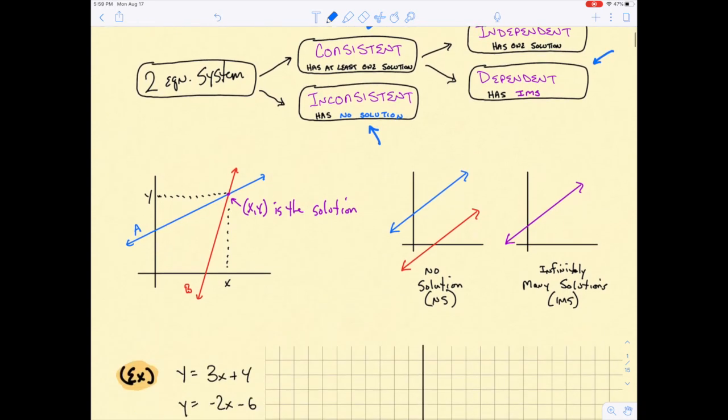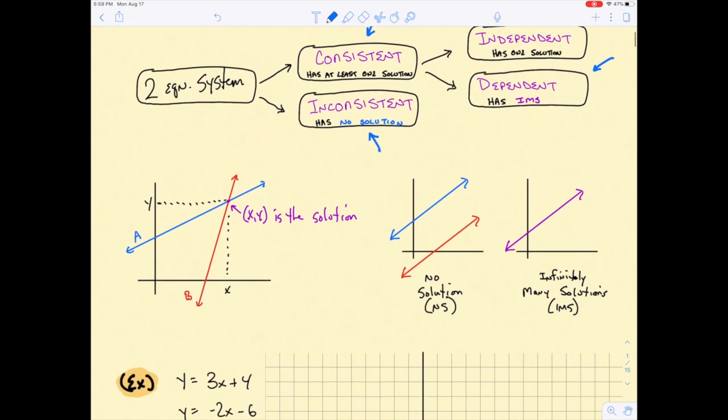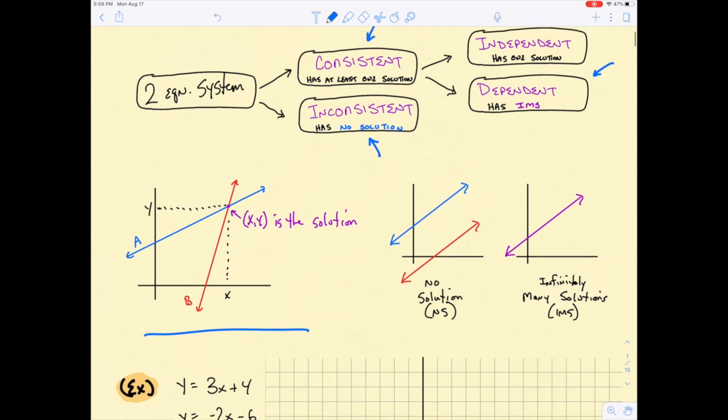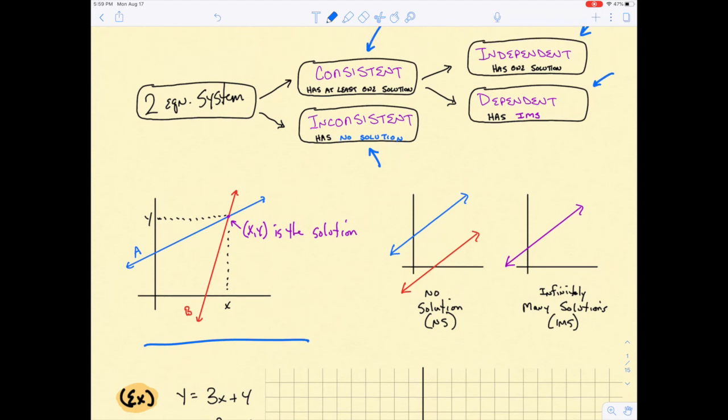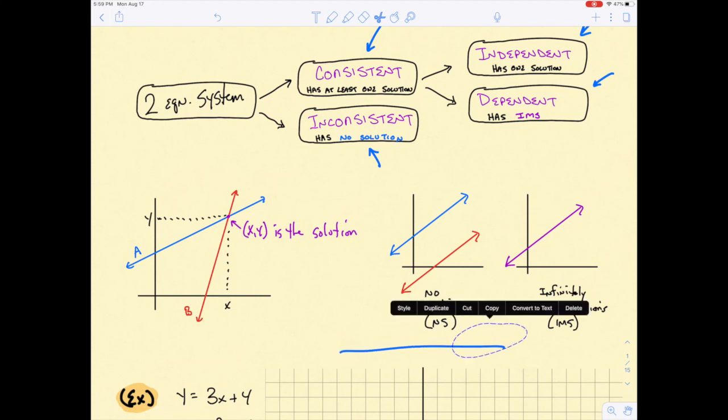I have three examples drawn down here. The first example on the left is two lines, the blue and the red, representing linear functions. Because they cross at exactly one point, there is one solution. That would make it a consistent, independent system. The middle example, as you can see, those two lines, two functions, they have the same slope. There's no solution. We would call those inconsistent.